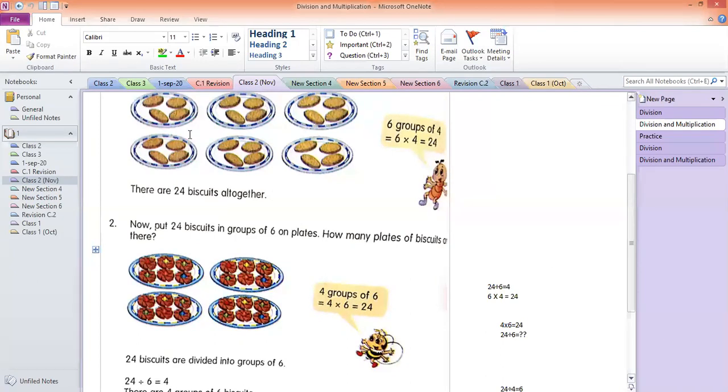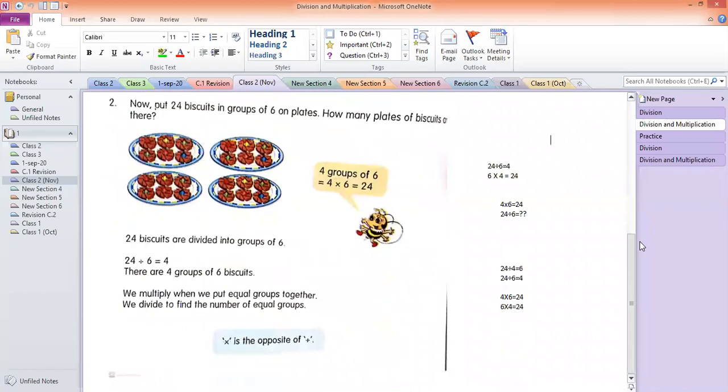biscuits in each plate. What we learned here also is that 6 multiplied by 4 equals 24 and 4 multiplied by 6 equals 24. That means if I divide 24 by 6, I will get the number which is left, that is 4. Or if I divide 24 by 4, I will get the number which is left, that is 6.